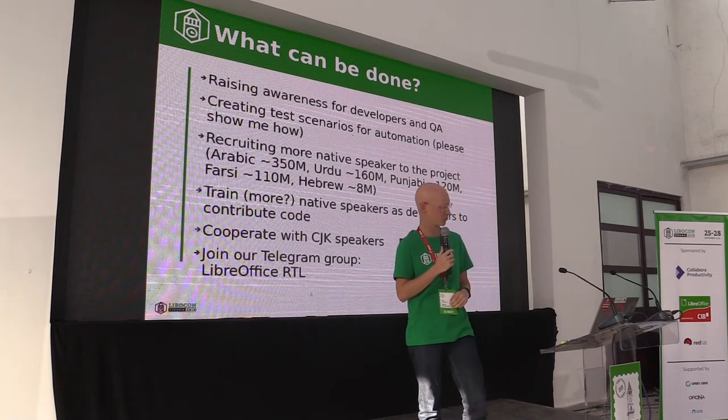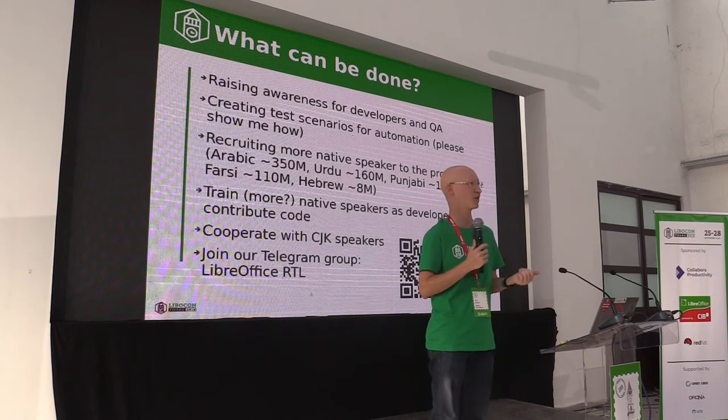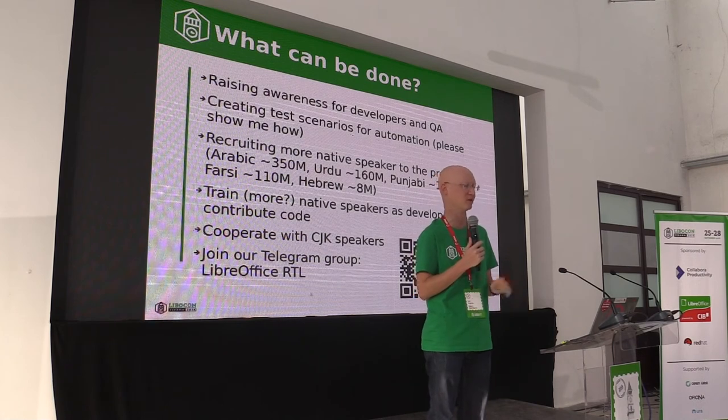We try to cooperate with the CJK speakers, both with meetings and by having at least a few representatives in the groups, because some issues might cross between languages and problems in language groups. So that would be complex type languages.